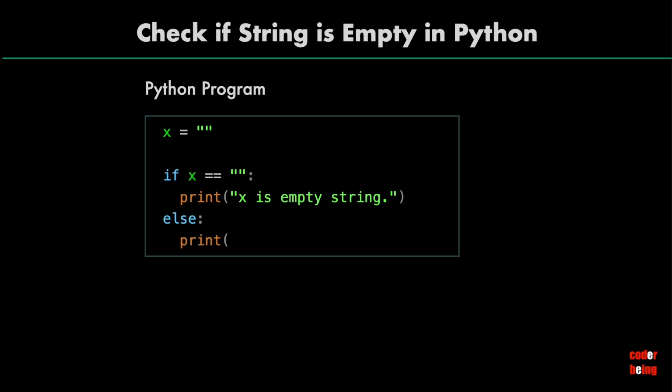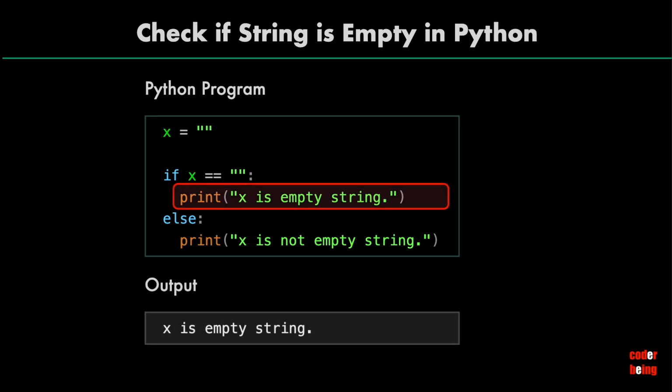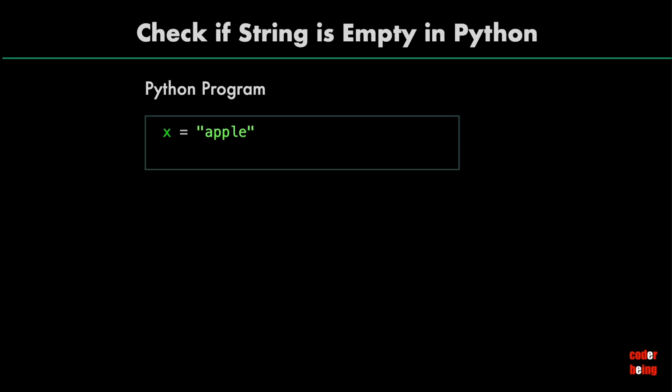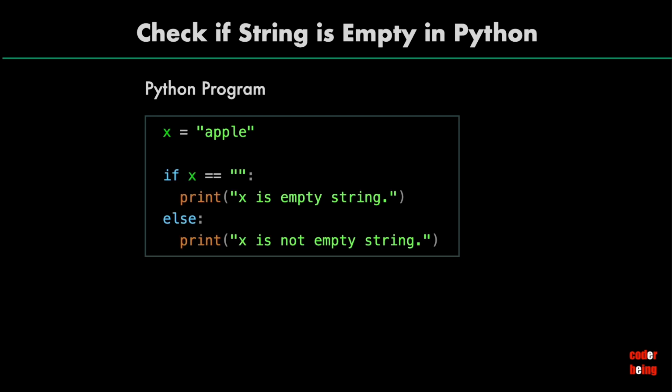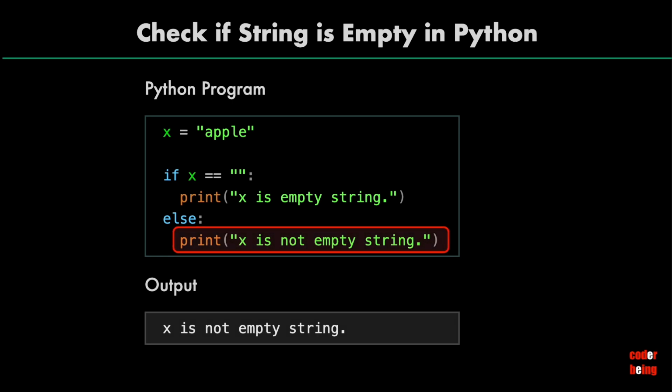Let us take a string value in variable x and check if x is empty string or not, using equal to comparison operator. Let us run this program. Since the given string value is empty, the condition is true, and the if block executes. Let us change the string value to apple and run the program again. Since the given string value is non-empty, the condition is false and the else block executes.